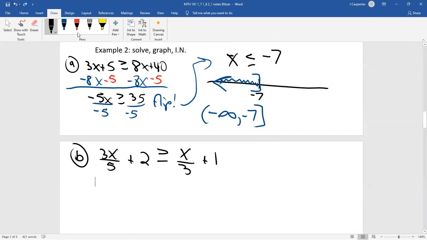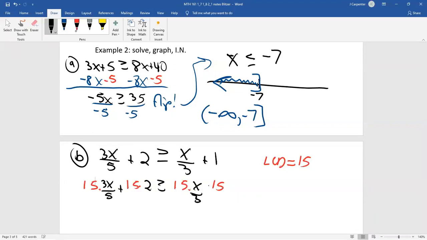Well, we treat equations just like inequalities, and we said, hey, we can identify an LCD, which for this problem between 5 and 3 would be 15. And then we multiply every single piece by the 15. 15 times the 3x over the 5, and then 15 times the 2, and 15 times the x over 3, and then 15 times the 1. So I'm just going to fill everything else out. 15 times the 3x over 5 plus 15 times the 2 greater than or equal to 15 times the x over 3 plus 15 times the 1. I didn't just multiply it by the parts that have fractions. Even the parts that were whole got the 15.